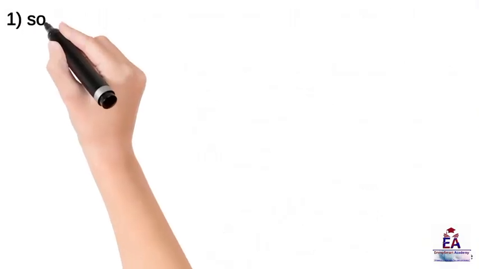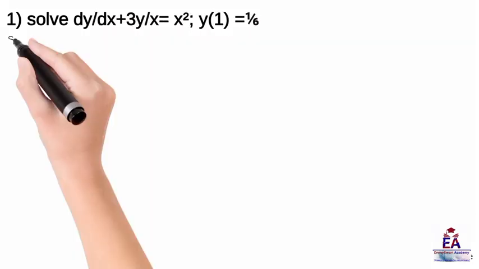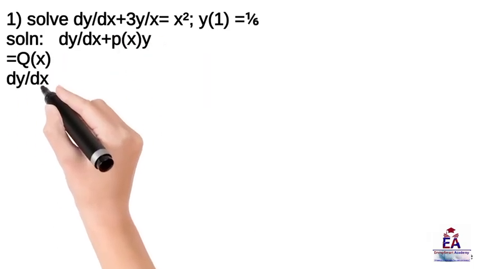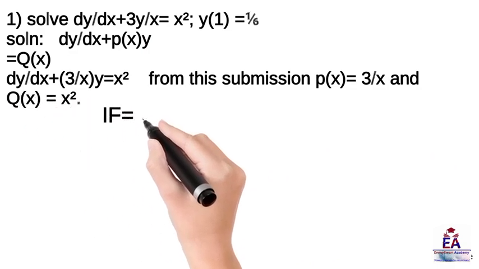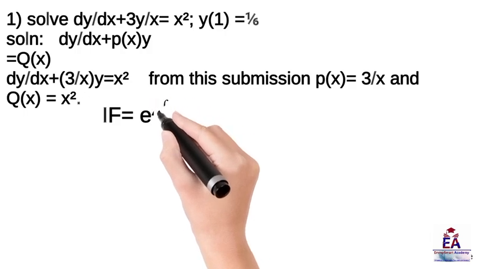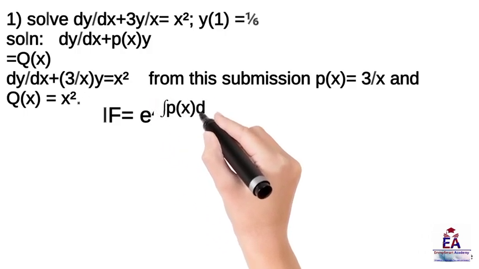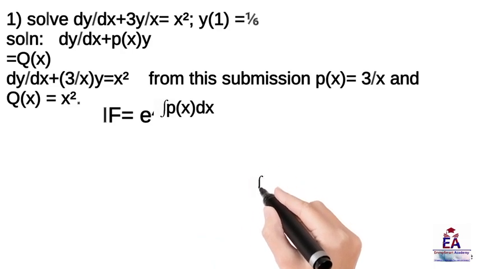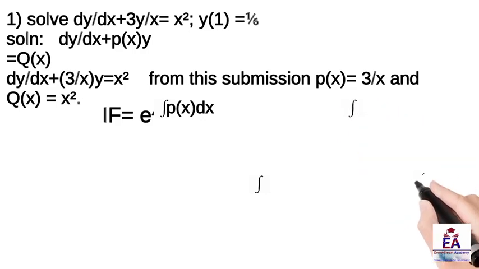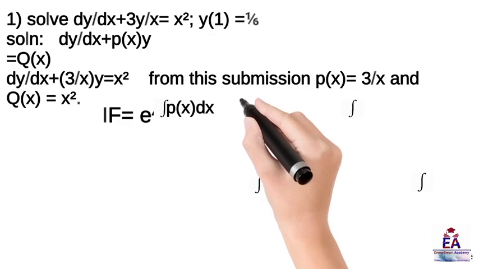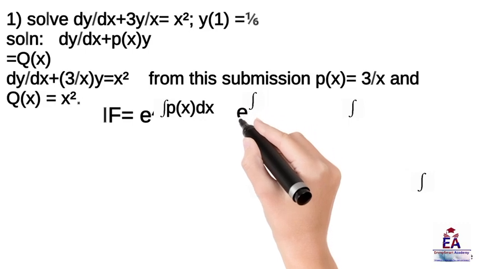All right, let's solve this problem. We have dy/dx plus 3y over x equals x squared. Then we have to find the solution when y of 1 equals 1 over 6. To solve this problem, the first thing is, you remember, you write it in the form dy/dx plus p of x times y equals q of x. So you have dy/dx plus 3 over x times y, right? We take the 3 over x and put the y at the other end. So we have 3 over x, then y, equals x squared. This is because the y is multiplying the 3 over x.